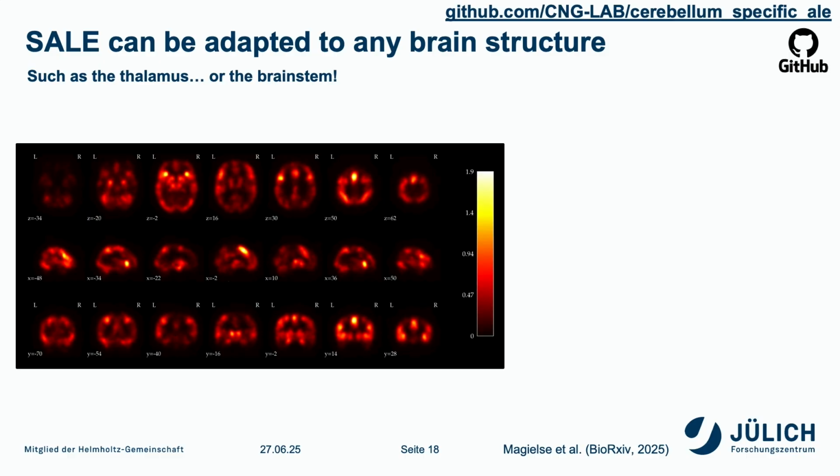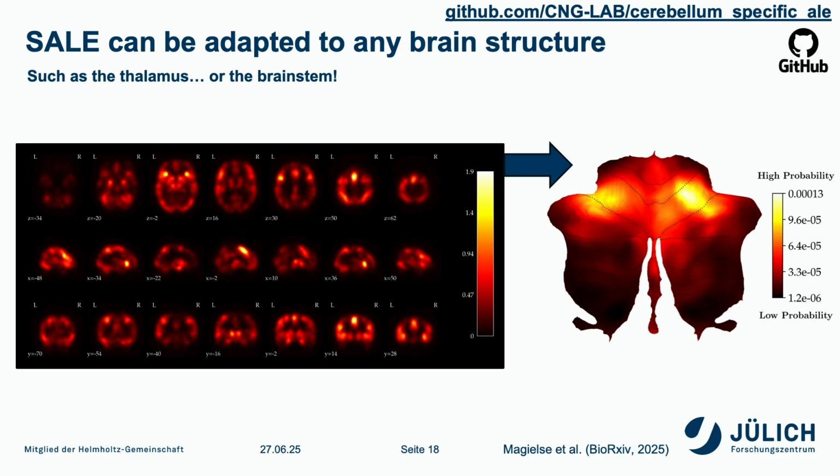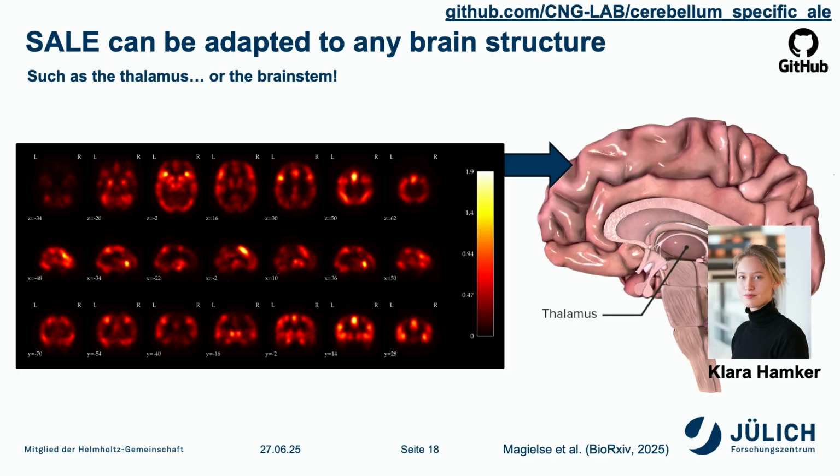Just as a kind of plug, the SAIL method that we made here, we started really from the whole brain and then normalized it to the cerebellum. But you can really adapt it to any volumetric brain structure that you like, such as the thalamus, which Clara Hamker in our lab is now working on. She sent me the first results yesterday evening, or evening for her, morning for me, this morning actually, jet lag. And I think they're pretty exciting.